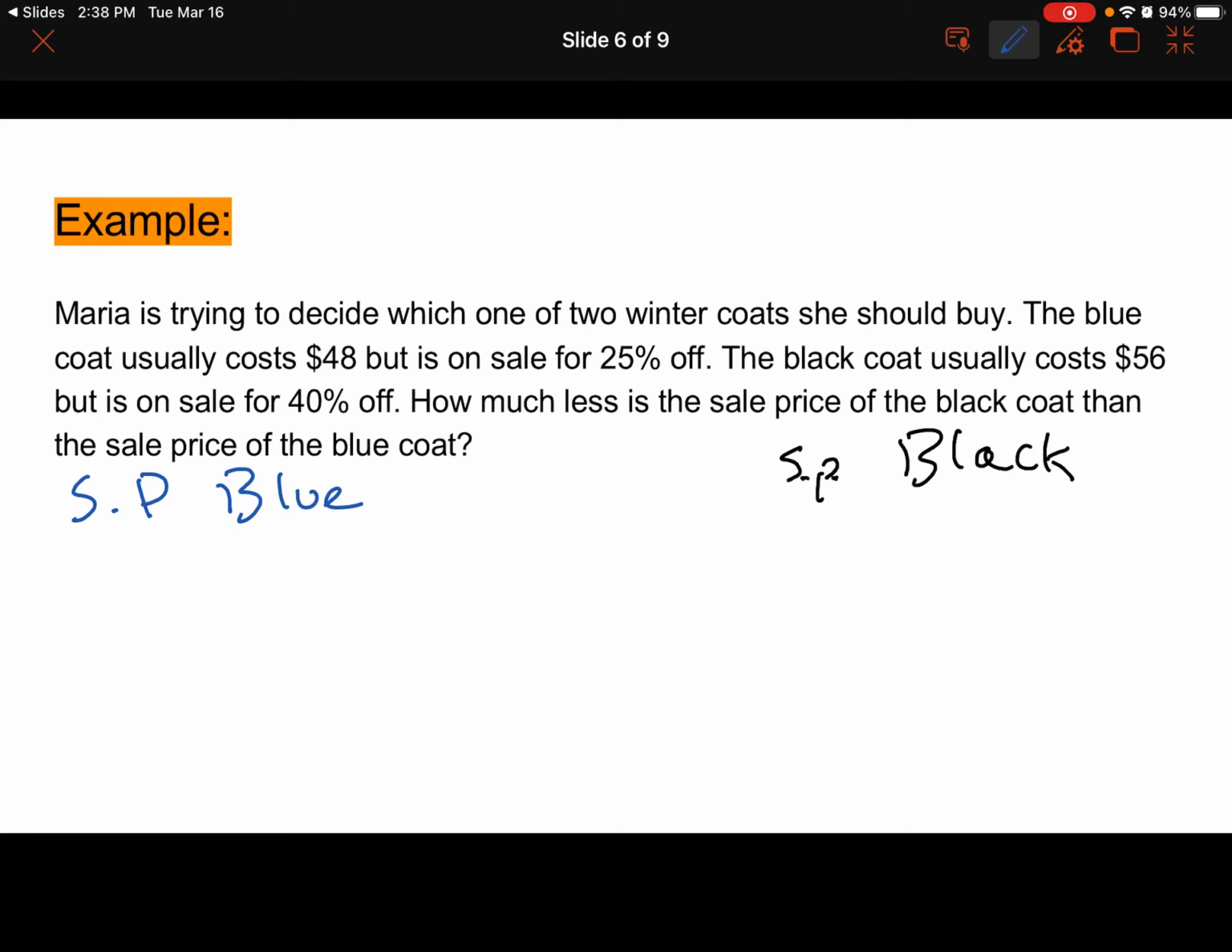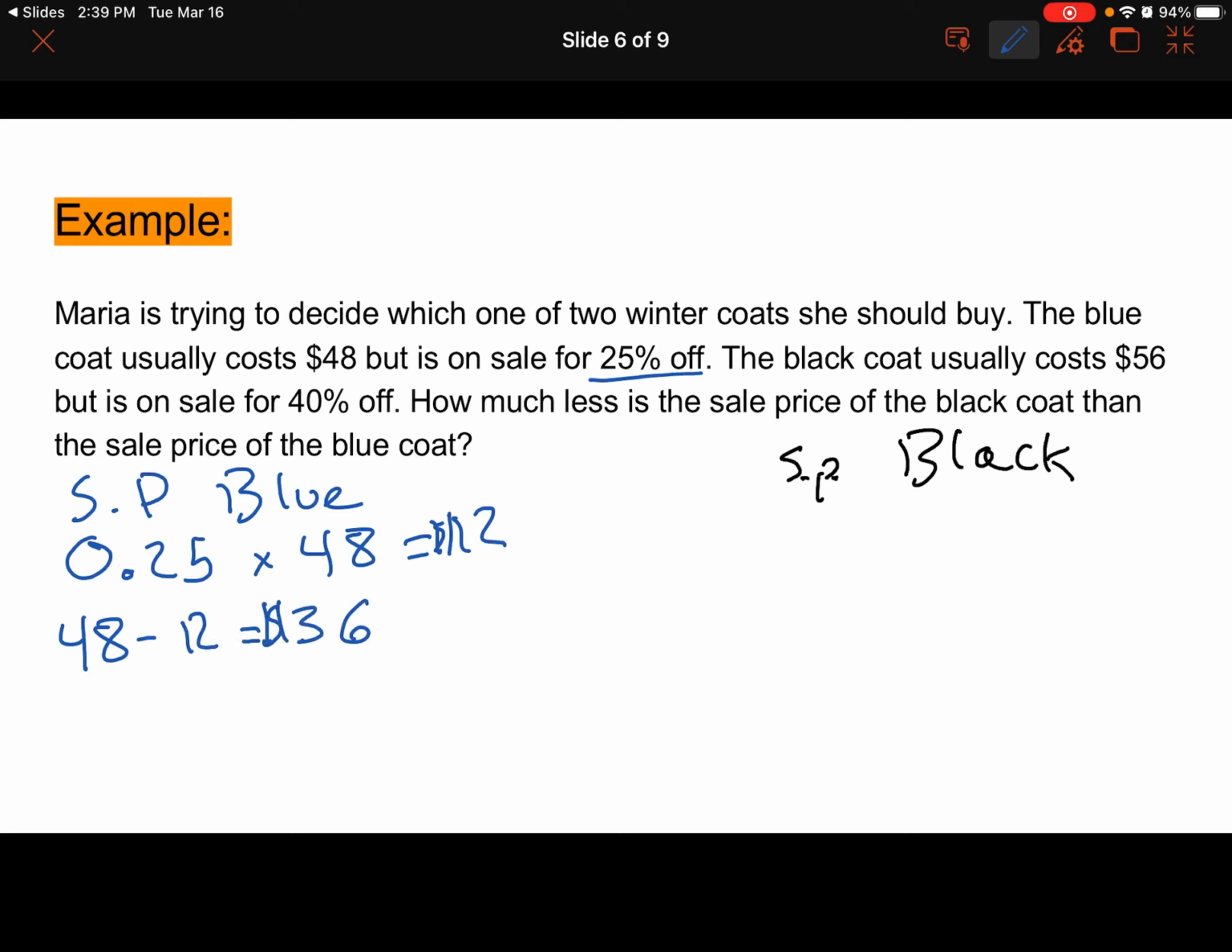So into our percent equation, we are going to do 0.25 times 48. We are multiplying our percent times our whole, and 48 times 0.25 would give us 12. So this is $12 off, right? Because it's 25% off. So now 48 minus 12 would be equal to 36. So this coat will cost $36.